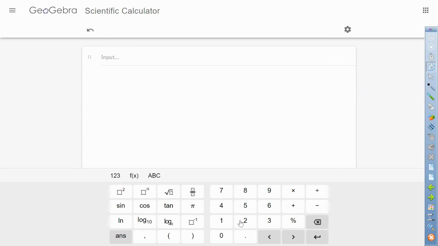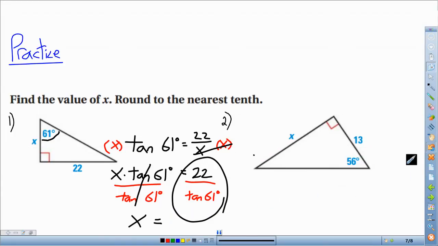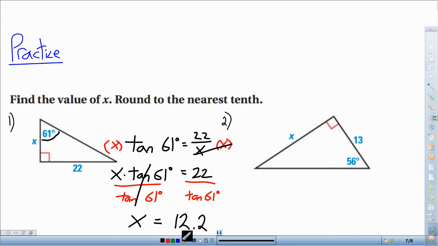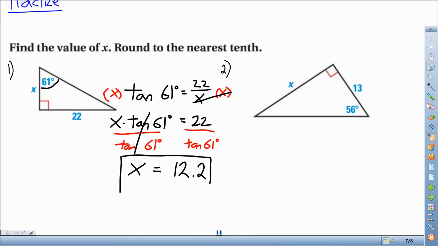So I'm going to clear mine. 22 divided by tangent 61. Okay, and I'm getting 12.19. That 9 tells me this 1 is rounding up to a 2. So this is going to be rounded to 12.2. If you're not getting a 12.2 on this, come ask me some questions. All right, and just by the way, does that make sense? This long leg is 22. Does it make sense for the short leg to be 12.2? Yeah, it does.